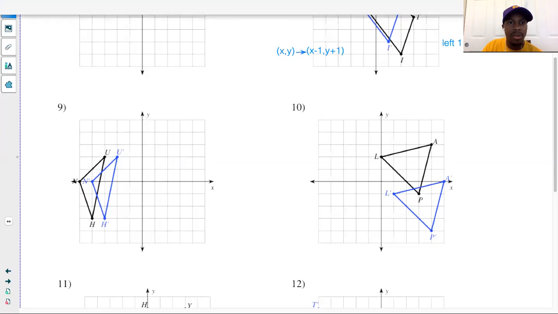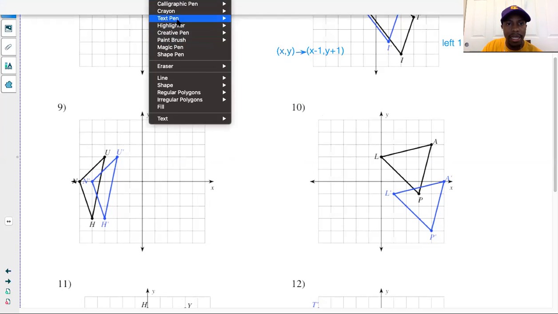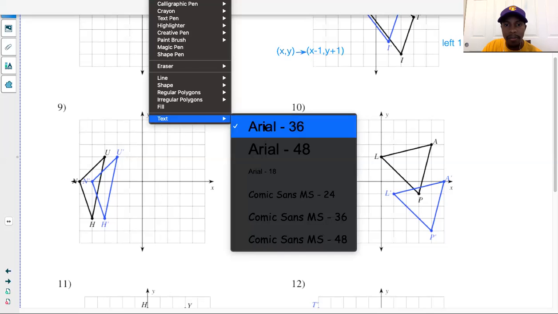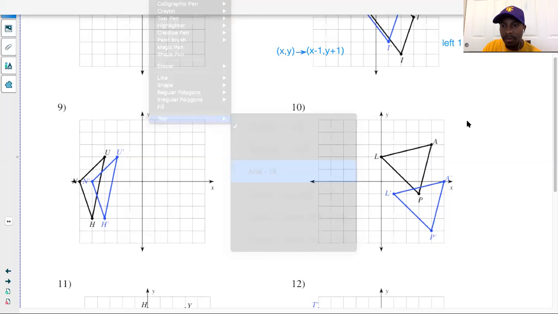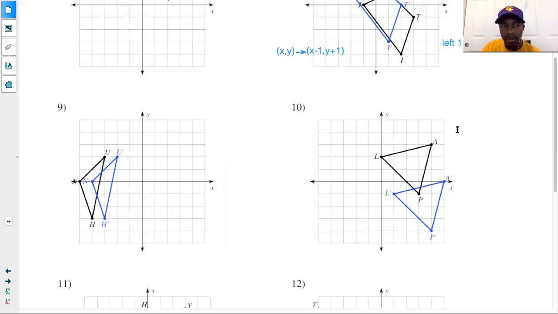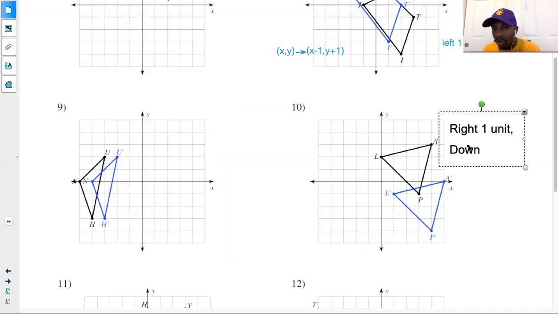So if I was writing this in words, it would look something like this. I would write right 1 unit, and then I notice it goes down. So then I would say it goes down 3 units. So that's what I would write as my word notation.